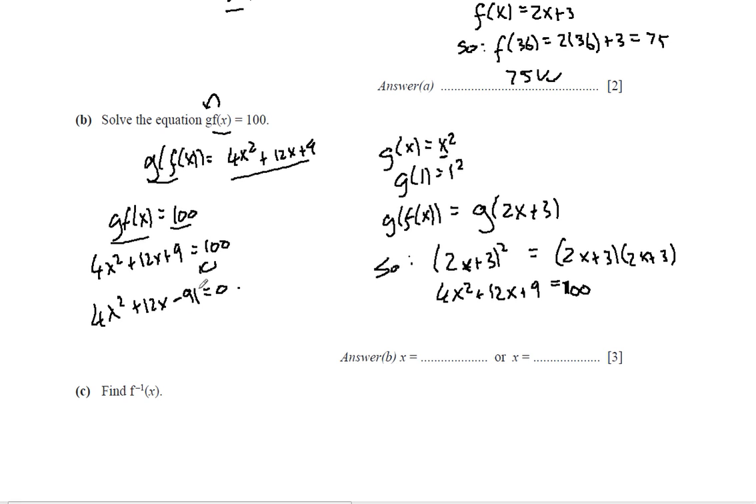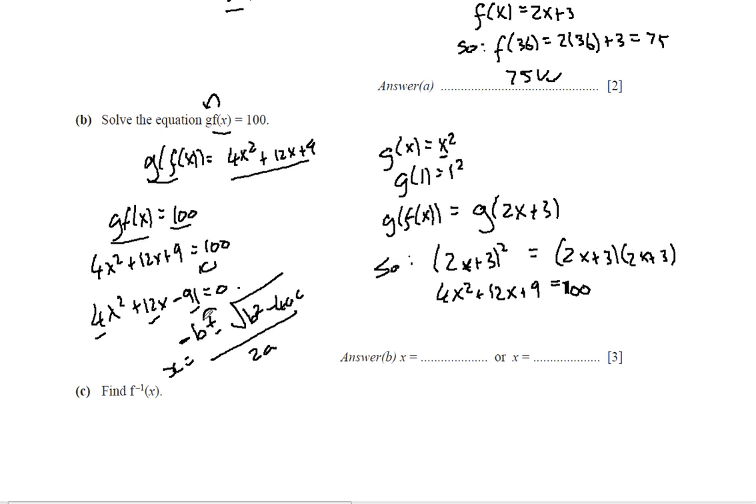And now we have to factorize or use the quadratic formula to find out what the value of x is in this question. These values are pretty big, so the best thing to do would be to go straight away to negative b plus or minus the square root of b squared minus 4ac over 2a. If a is 4, b is 12, c is negative 91, put those values in this equation and just find your two values of x.